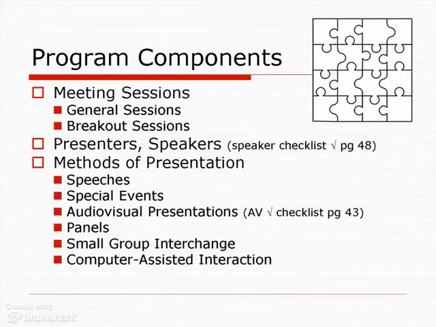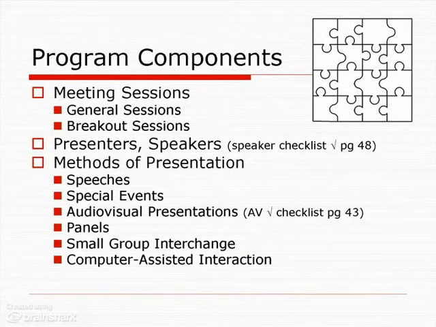What are the program components that you are planning? The components could be things such as the meeting sessions. Meeting sessions can be general sessions where everyone attends. They can be breakout sessions. You'll also hear the term concurrent sessions, and that's where there are subjects that you choose to attend in smaller meeting rooms. A program component would be their planning for your presenters, your professional speakers. Look on page 48 in your textbook for the speaker checklist. Be familiar with that. You'll be developing these kinds of checklists for your assignments and for your projects.